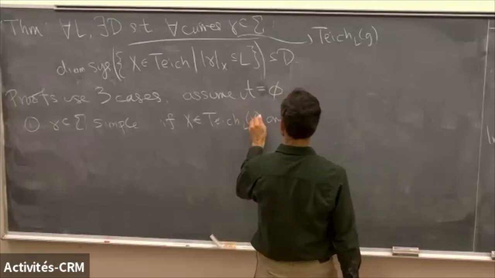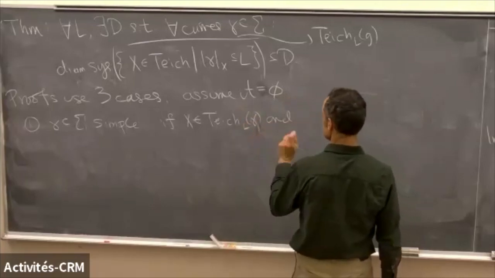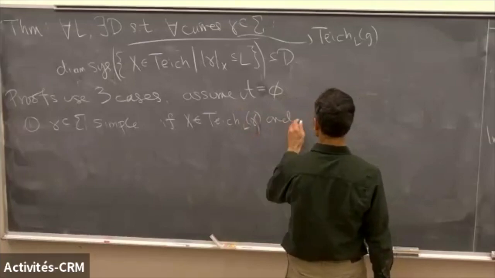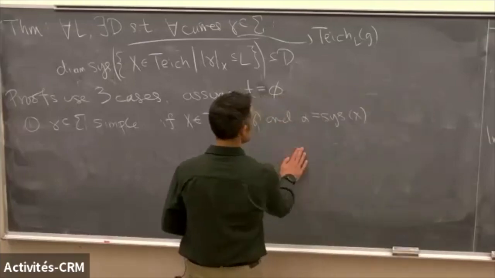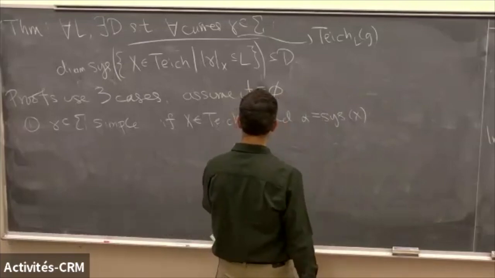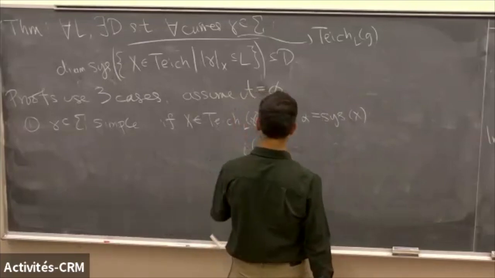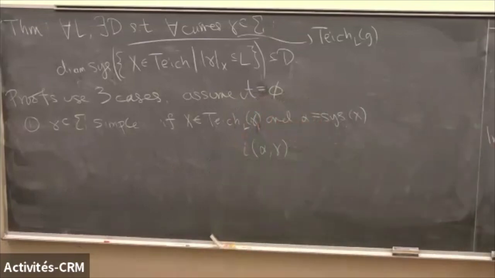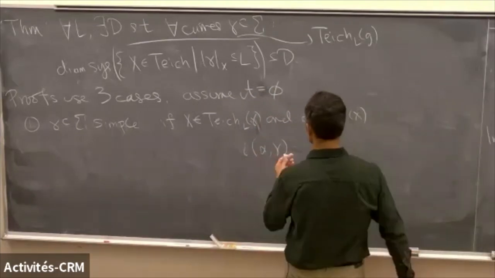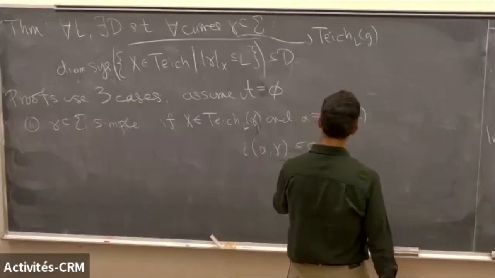Oh, yes, sorry, thank you. And alpha is a systole. Well, right, since alpha is a systole, it has a short length. And so every time gamma intersects alpha, it's going to have to cross this big annulus, right? And so you can bound the number of intersections between alpha and gamma by some constant times L.